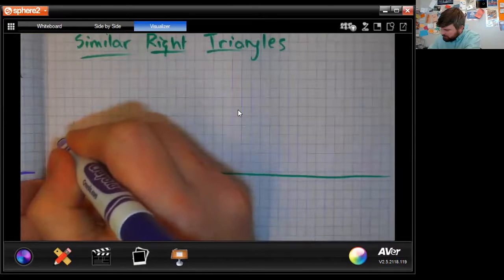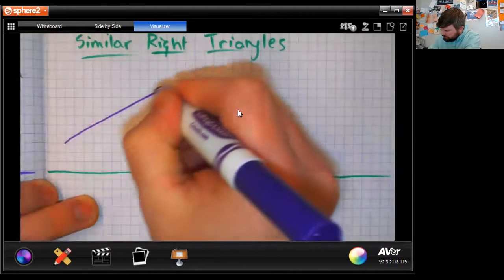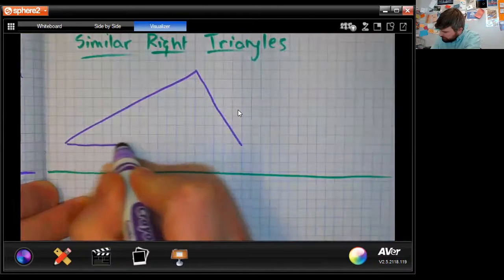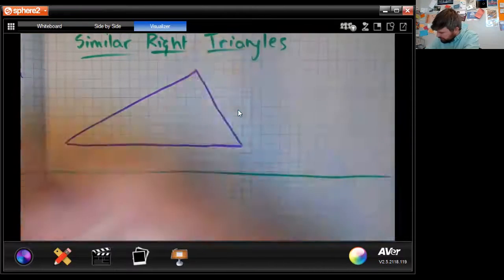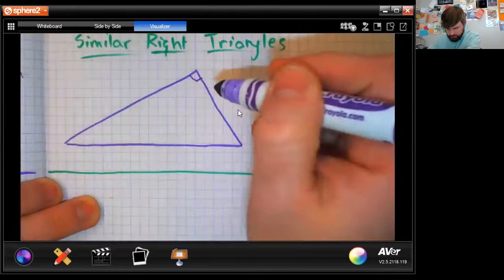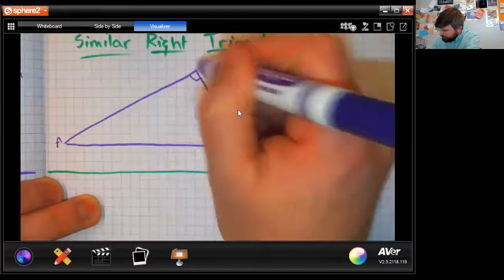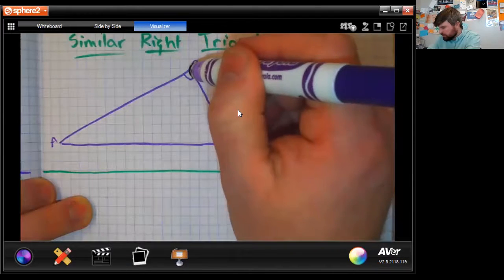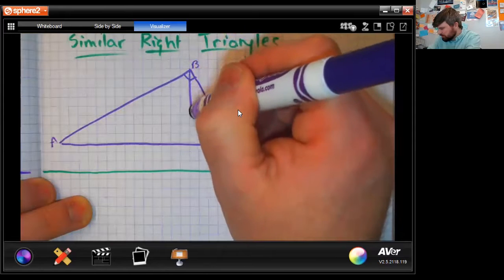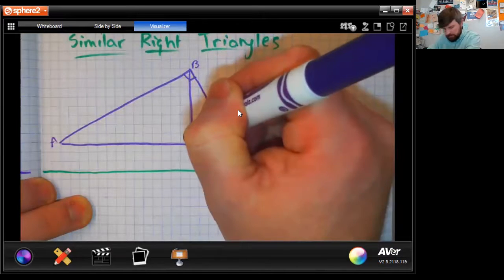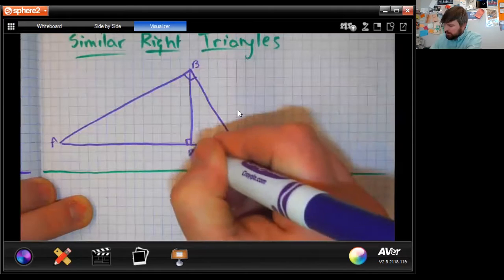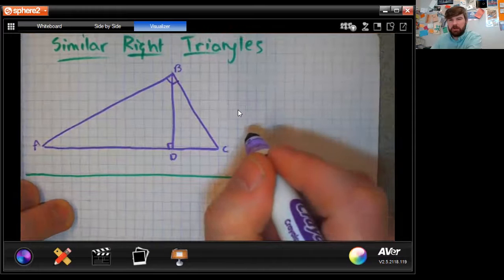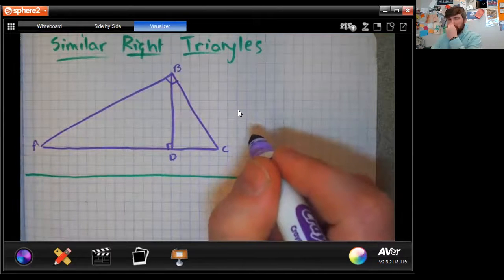So I have this triangle. This is a right triangle there. We're going to call this triangle A, B, C. And with this triangle, I'm going to look to split this right here. And this will be point D. And what this does is it creates 3 triangles that are all similar to one another.